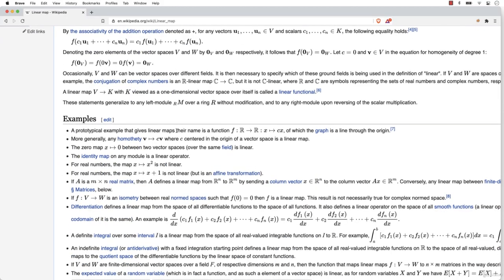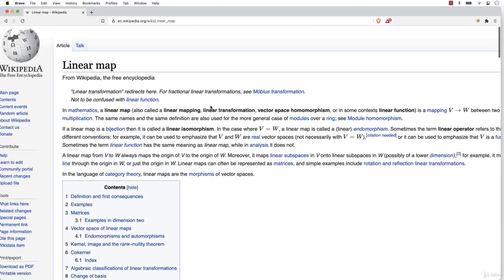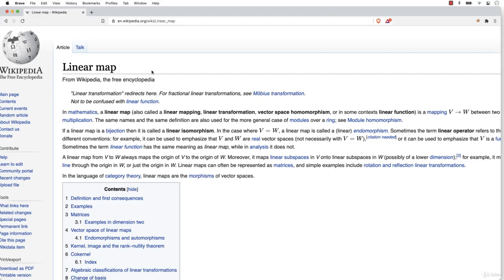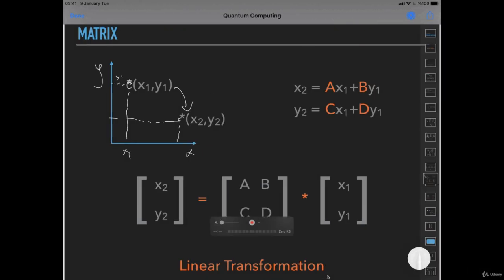I'm just showing you wikipedia.org. Of course, you don't have to open this, but just so you know, this is not only for quantum computation, this is also for general mathematics. As you can see, we can see the vectors going to some other place, some other coordinates, some other x and y in the x and y axis. And this is called linear transformation.